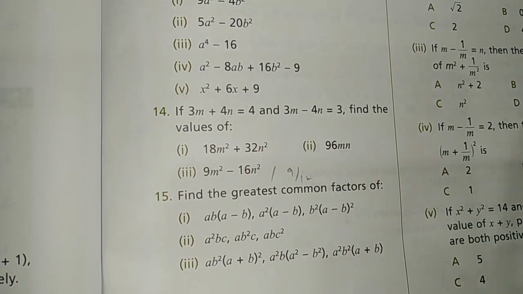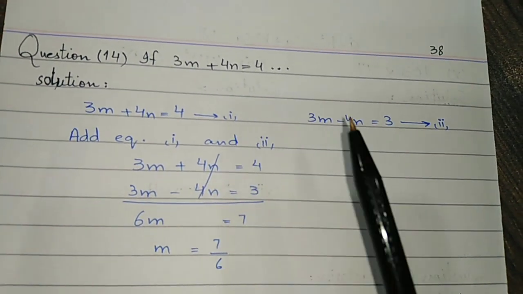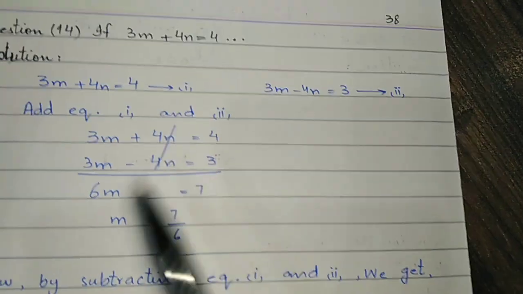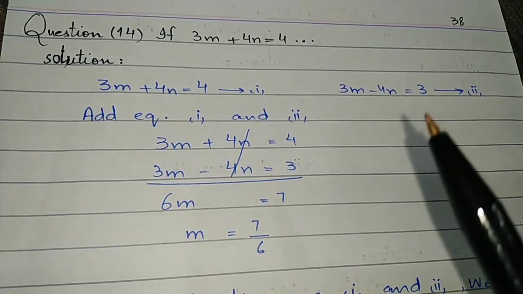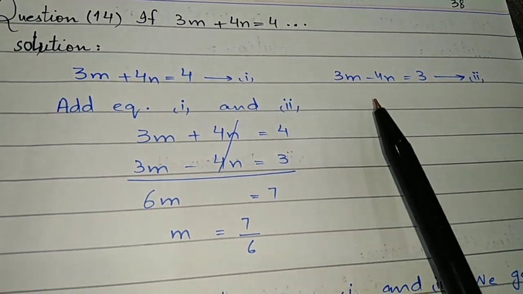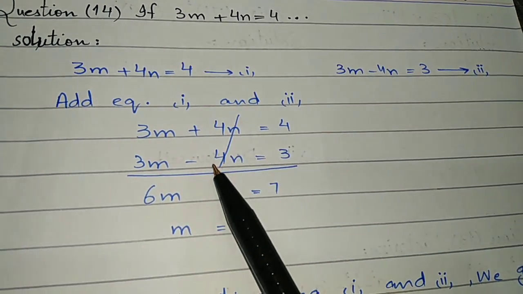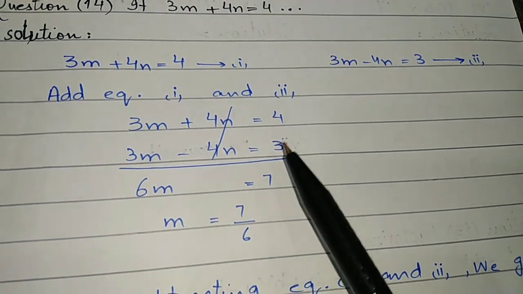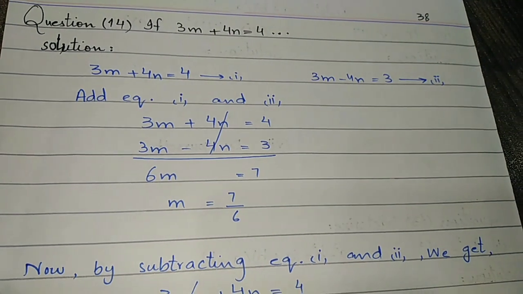the numerical value. So 3m plus 4n equals 4, this is equation number 1. 3m minus 4n equals 3, equation number 2. If we add these equations, we will get the value of m after eliminating n. So add equations 1 and 2. After addition, 4n and minus 4n have opposite signs, so they cancel out, and 3m plus 3m is 6m, 4 plus 3 is 7, and m is equal to 7 by 6. So this is the value of m.